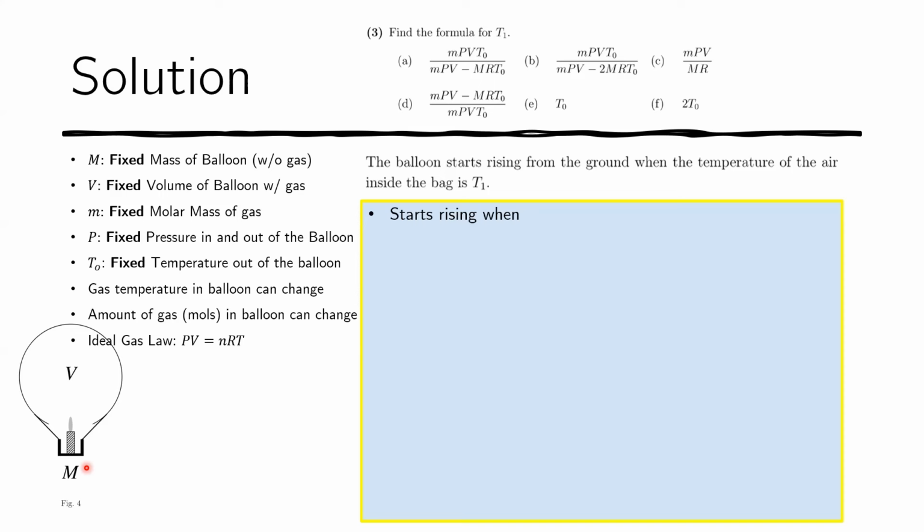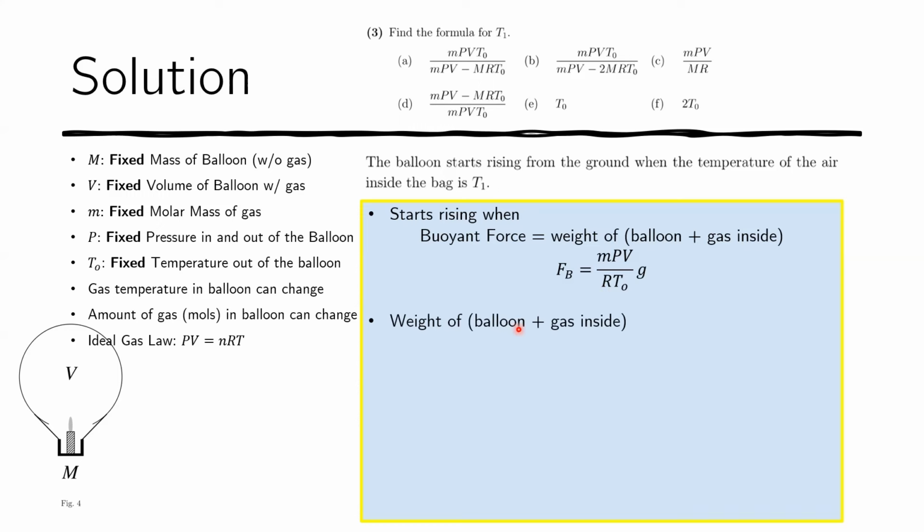When the downward forces and the upward forces are equal, that's when we can tip the balloon to start rising. Therefore, the condition is that the buoyant force, the upward force, equals the weight of the balloon plus the gas inside it. We already know the buoyant force from the previous question, question 2, so we write it here. Now we just need to compute the weight of the balloon plus the gas inside.